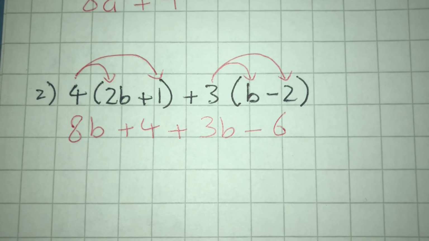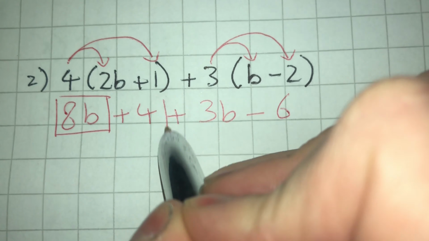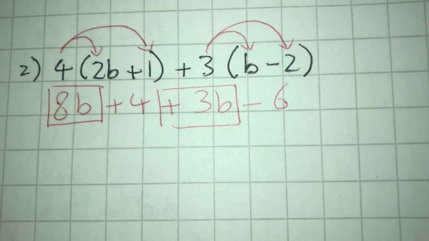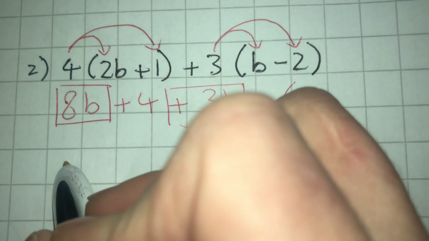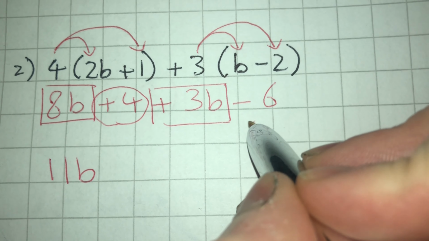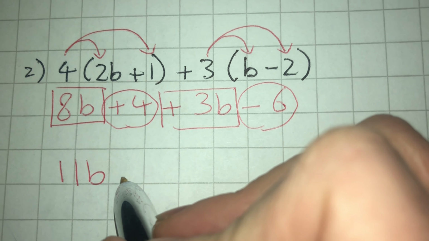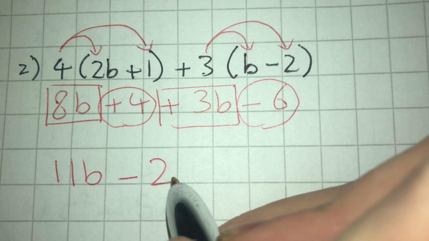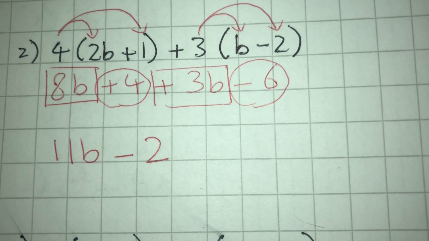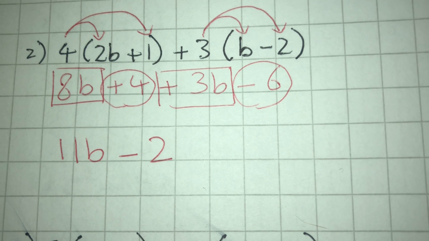All right? Now, we need to collect the like terms. So for the b's, 8b plus 3b is 11b. And then we've got our circle terms. So plus 4 take away 6. So 4 take away 6 is minus 2. Okay? And that's our expression simplified, and that's our final answer.